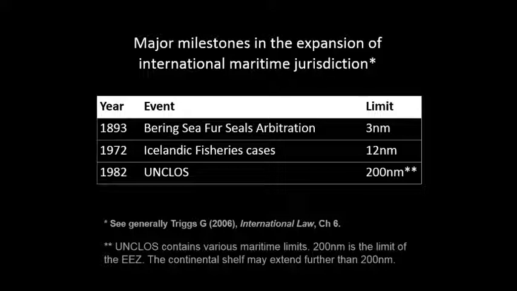In 1972, it was expanded to 12 nautical miles in an international case about Icelandic fisheries. And then in 1982, it was expanded to 200 nautical miles. So under UNCLOS, countries can control fisheries within 200 nautical miles.